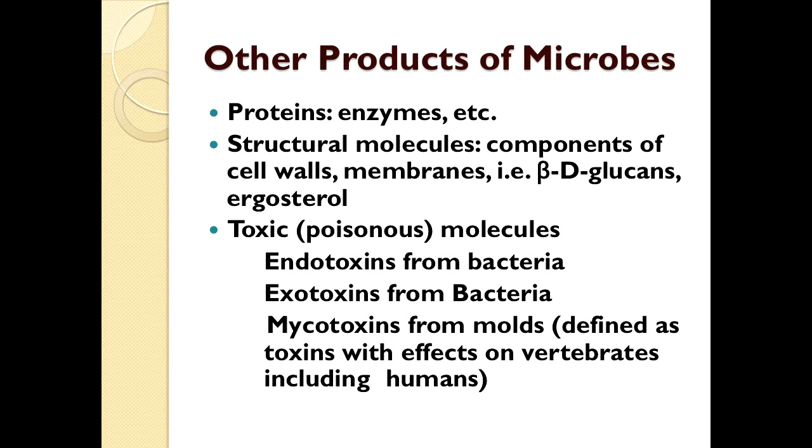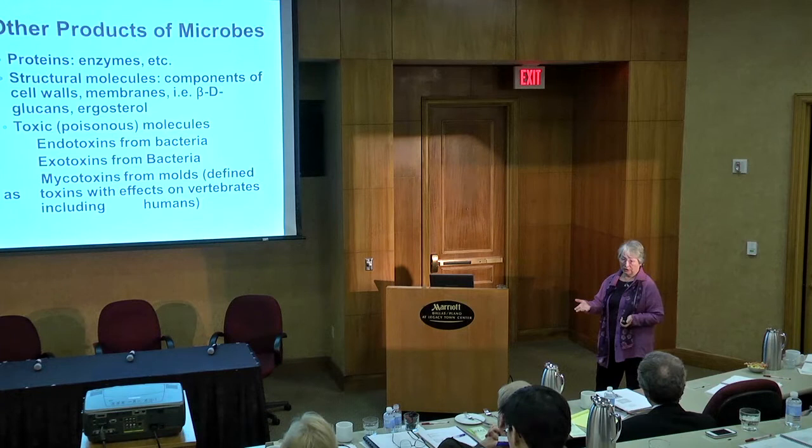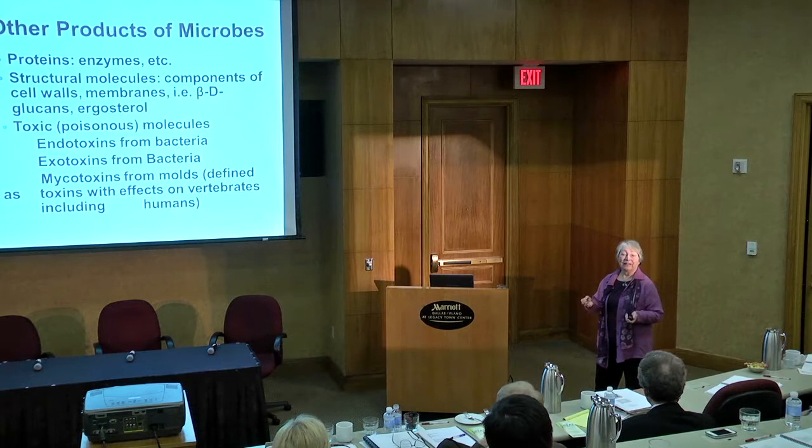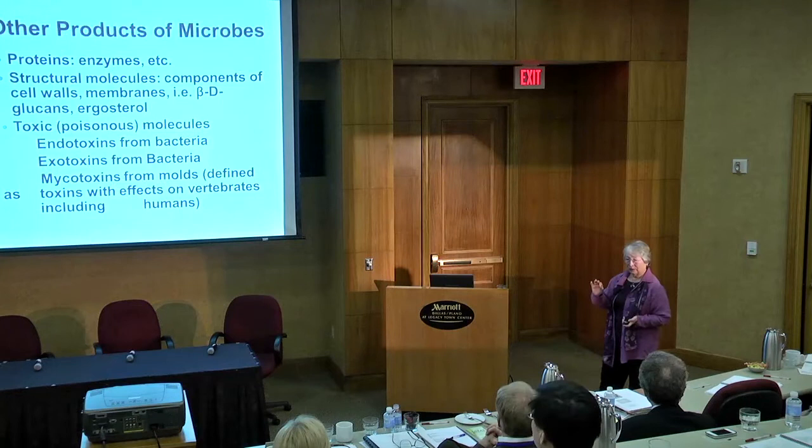There are the endotoxins from bacteria, which are part of the cell wall and are only released when the bacterium ruptures. And then some bacteria also put toxins out into the environment. And then the mycotoxins, which are more specifically defined as those toxins with effects on vertebrates, including humans, because they're toxic things that we call by other names when they affect bacteria or other molds. So for instance, we call a whole class of molecules antibiotics, and we don't consider them toxic because their toxic effect is specific to other microbes. And we don't call them mycotoxins.